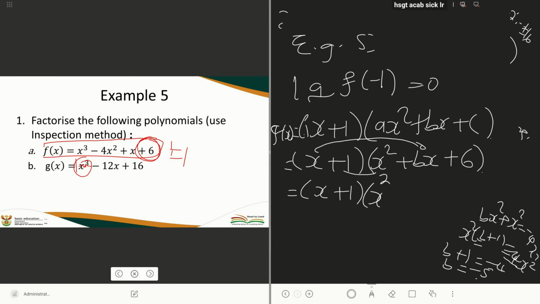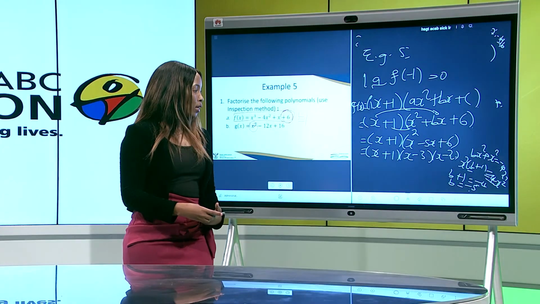Then, in conclusion, I'll say x squared minus 5x plus 6. Therefore, you can just factorize from there. x plus 1, x and x. Then the factors there will be minus and minus 3 and 2. Those are the factors of the polynomial f at x is equal to that.